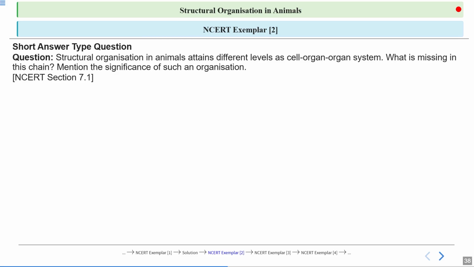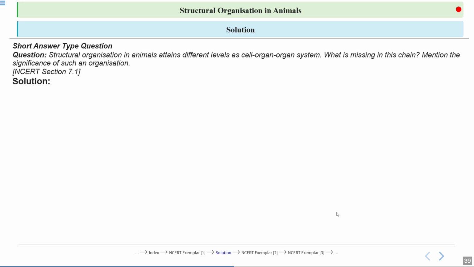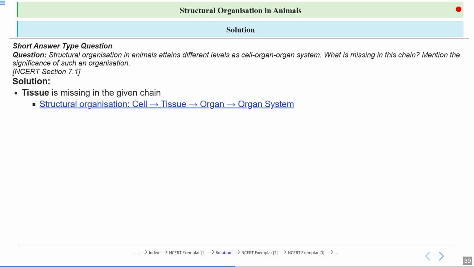Next question. Structural organization in animals attains different levels such as cell, organ, system. What is missing in this chain? Mention the significance of such an organization. This question is coming from NCERT section 7.1. Let us see the answer of this question. So, let us see the solution part. Tissue is missing in the given chain. Yes, the tissue level of organization is missing in the chain.